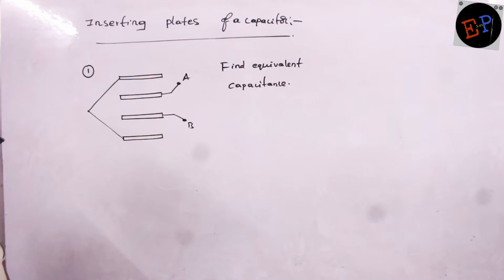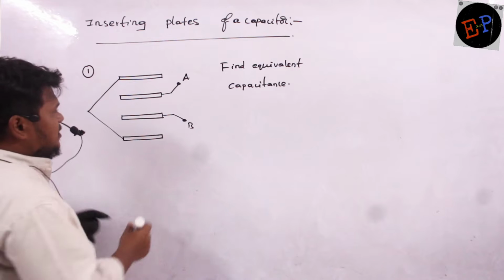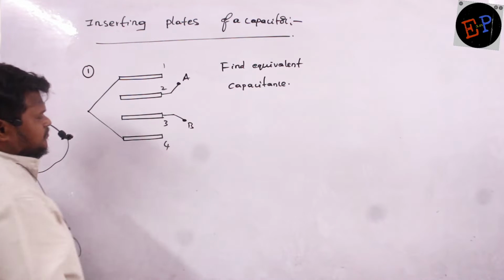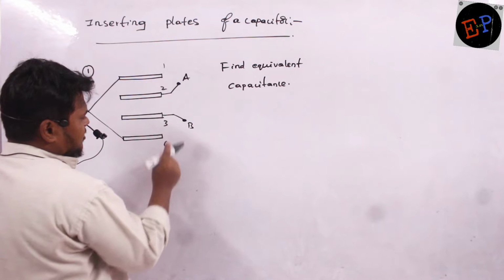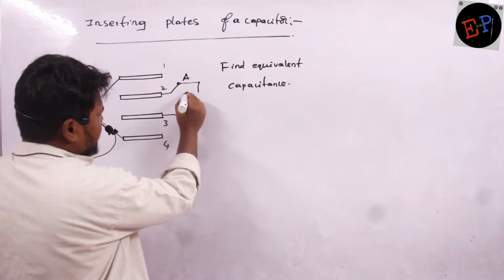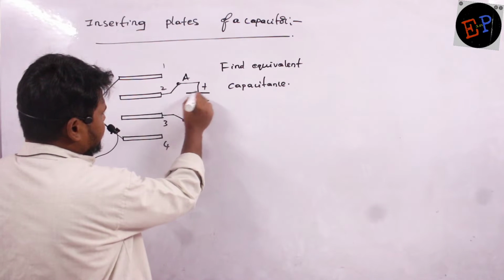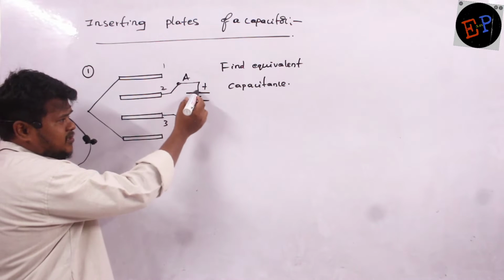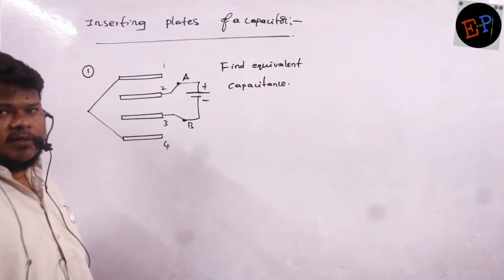Now we are supposed to find out the total equivalent capacitance if this type of connection is given. Clear, no? So first of all, we will name these plates: plate 1, plate 2, plate 3 and plate 4. Now positive terminal is A, negative terminal is B, so I can connect a battery like this. A is connected to the positive terminal of the battery, B is connected to the negative terminal of the battery.